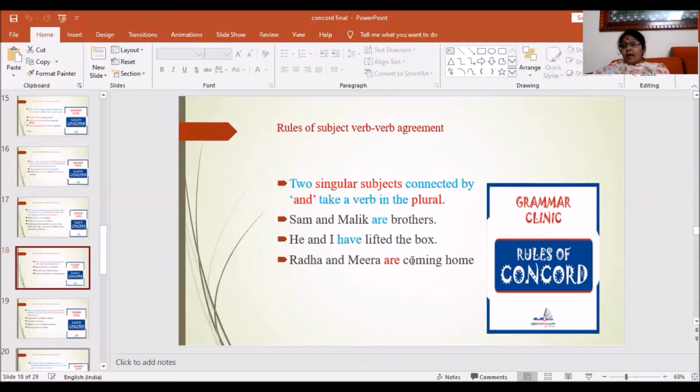Radha and Meera are coming home. Radha is one subject, Meera is one subject. Both are connected by and, so our verb is are. So what do we learn? Two singular subjects connected by and take a verb in the plural form. Example, Sam and Malik are brothers. He and I have lifted the box. Radha and Meera are coming home. Clear?